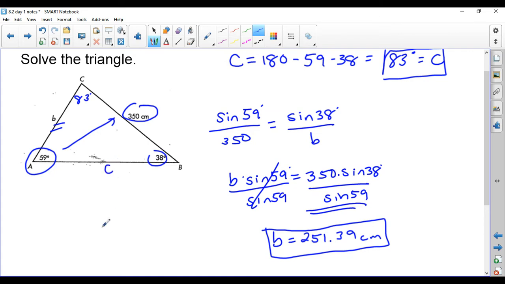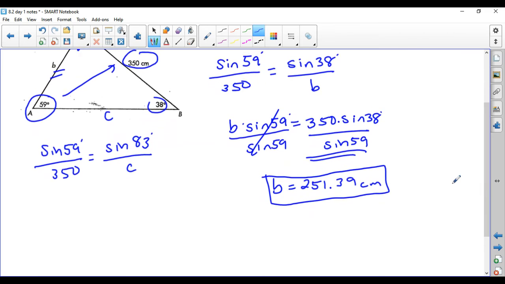Now I want to find the length of side C. I'm going to set up the same proportion, only instead of doing sine of A over A equals sine of B over B, I'm going to do sine of A over A equals sine of angle C over the side length of side C. And we're going to solve it the same way. I'm going to cross multiply: C times sine of 59 equals 350 times sine of 83, and divide both sides by sine of 59.